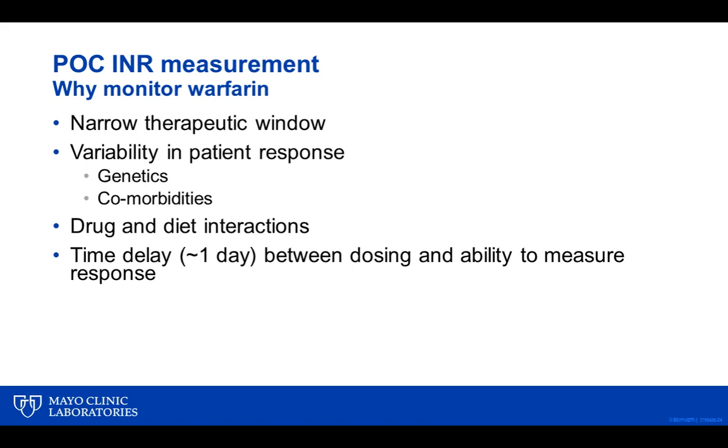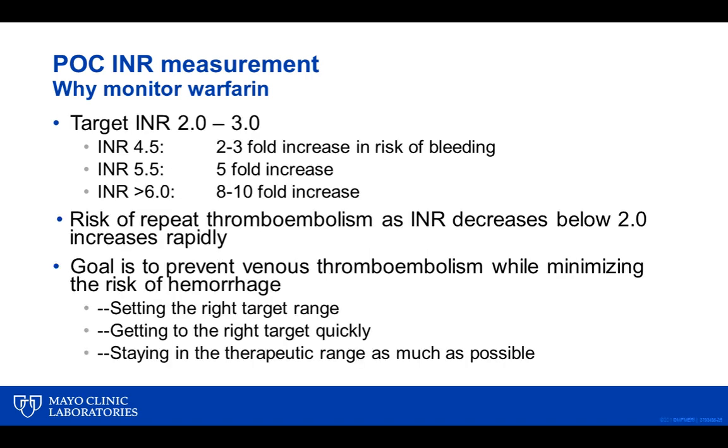There's a huge amount of variability between patients in response due to genetics, drug interactions, and comorbidities. And there's a delay. We need to give warfarin one day and then measure the INR the next day to see what effect the warfarin had. So there are a lot of reasons why warfarin is challenging to monitor and why monitoring by point of care might be an advantage. The target INR, international normalized ratio, is 2 to 3.